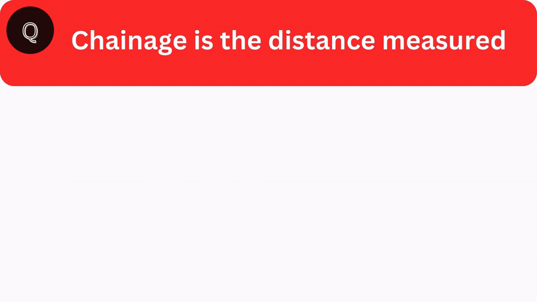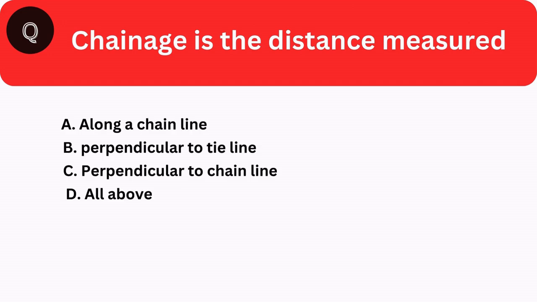Chainage is the distance measured. Option A, along a chain line. Option B, perpendicular to tie line. Option C, perpendicular to chain line. Option D, all above. Answer C, perpendicular to chain line.